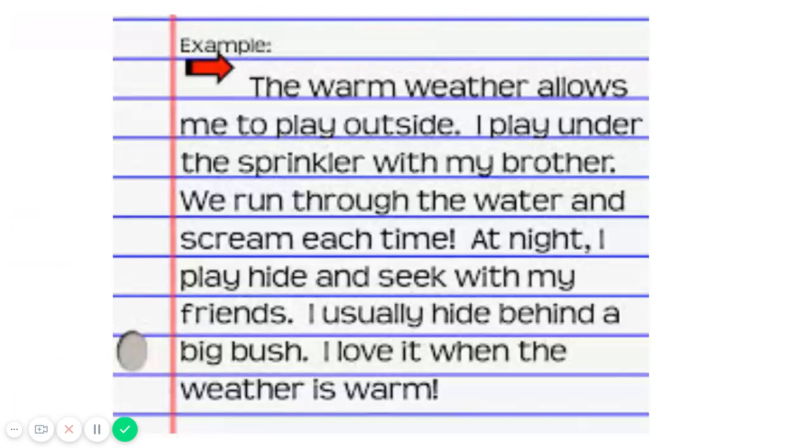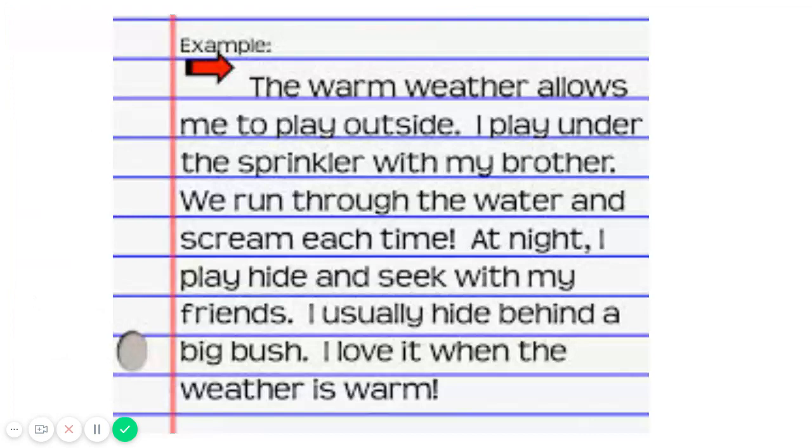Awesome. Here's an example of a paragraph. And it does have the word I in it, so it's not the best example, but it shows you how it's indented there. Do you see where that arrow is? You don't have to draw an arrow, but that's what it means to indent. It's tabbed over. The warm weather allows me to play outside. That's the topic sentence. It tells you what this paragraph is going to be about.